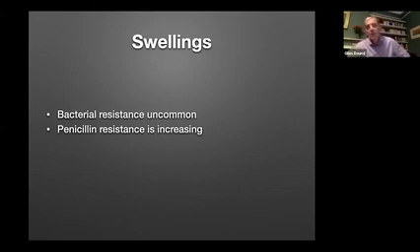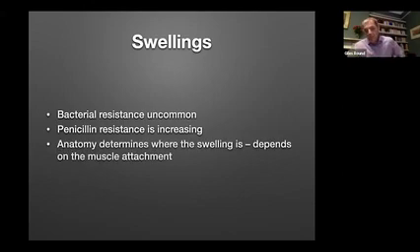In terms of antibiotics, bacterial resistance is uncommon, but if the antibiotic that we are giving them isn't working, then change the antibiotic. Penicillin resistance is increasing. So the second comment is, do an appropriate treatment, get in there and extirpate the tooth. Then you don't need to give them antibiotics. And that's certainly what I would be saying: if you don't need to give antibiotics, don't. The swelling is normally dependent on where the muscle attachments and things are.